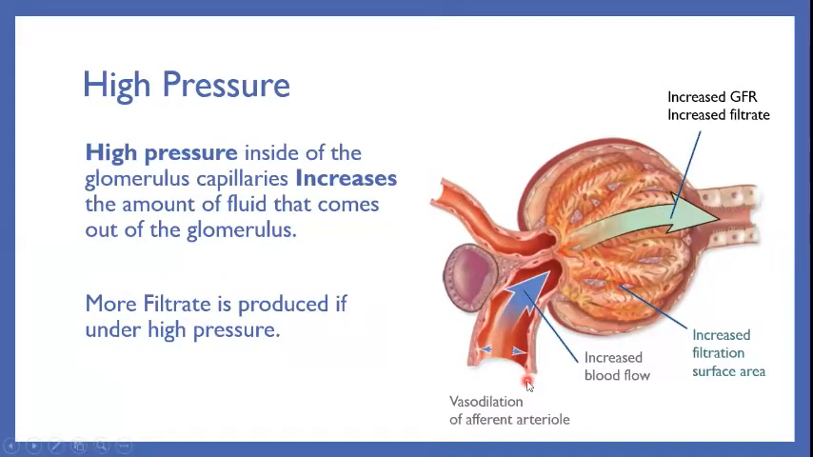If we have high pressure, that's a different story. Dilating the afferent arteriole allows more of that blood to enter the glomerulus to the point where this thing is highly pressurized and we are just shooting filtrate out. So we have a very high rate of filtration occurring. This is then going to push into the tubules and we're going to see more urine production from this.